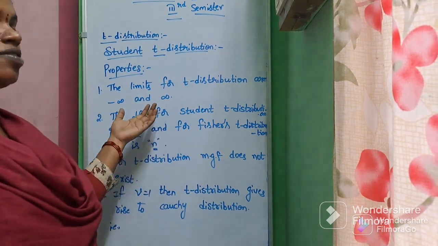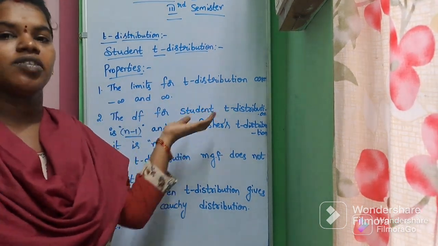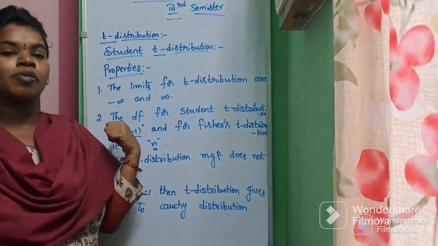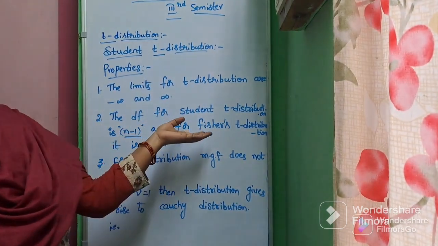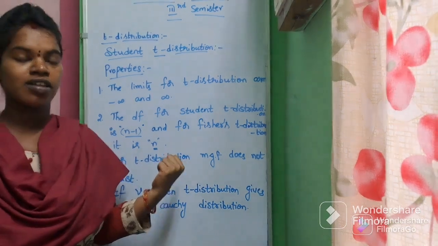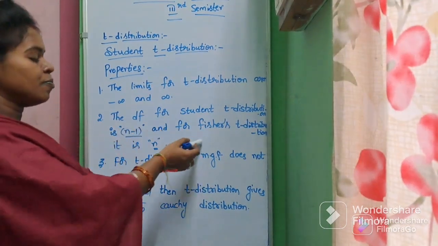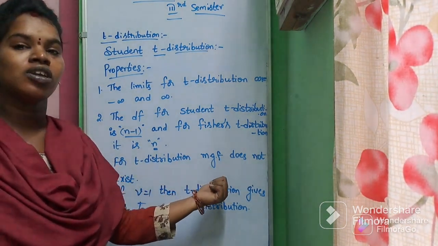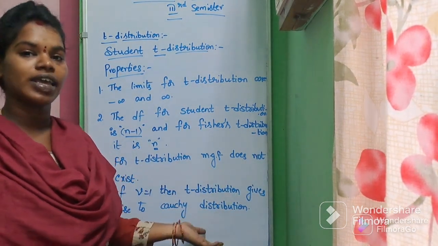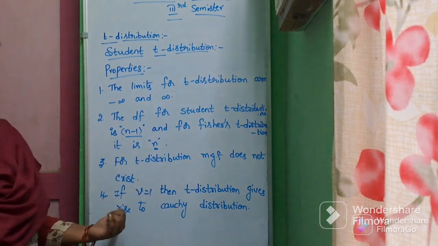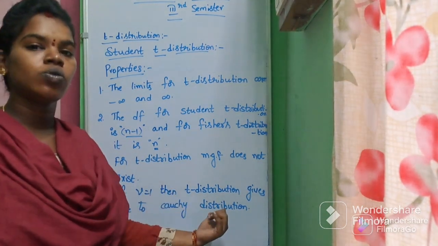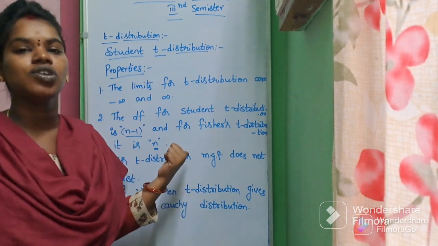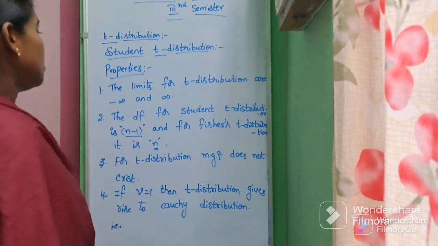Properties of the student t distribution. The limits for the student t distribution are minus infinity and plus infinity. And the second property, the degrees of freedom for the student t distribution is n minus 1. For Fisher's t distribution, the degrees of freedom is n. And the next one is, for the t distribution, the MGF, moment generating function, does not exist. And the next one, if we keep nu equal to 1, this student t distribution changes to a Cauchy distribution. Let us see that.